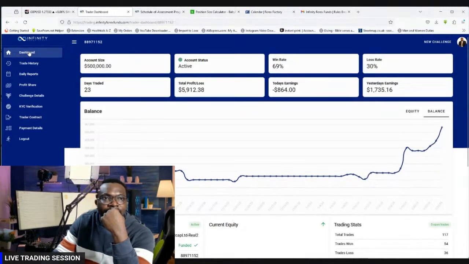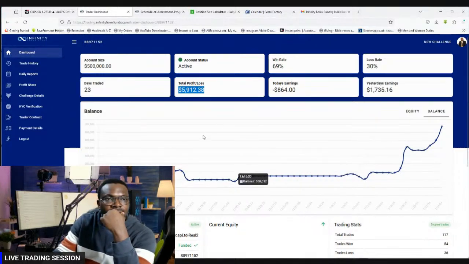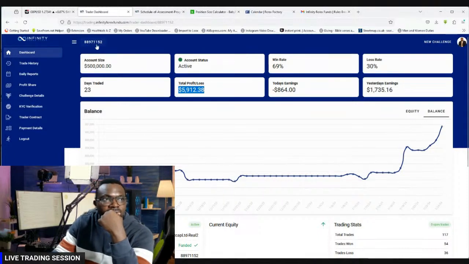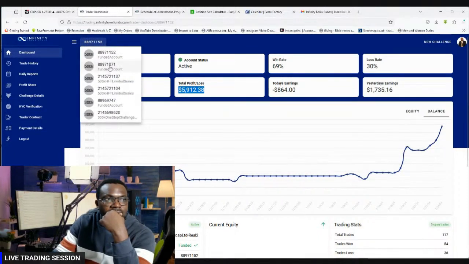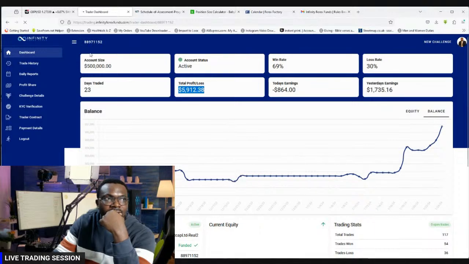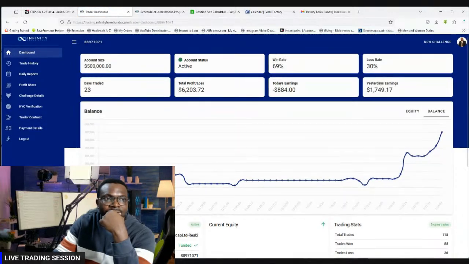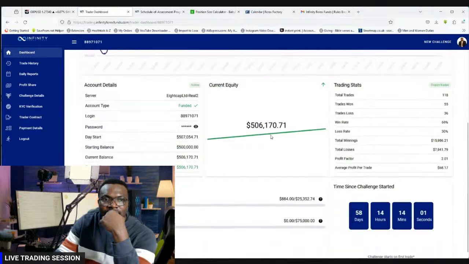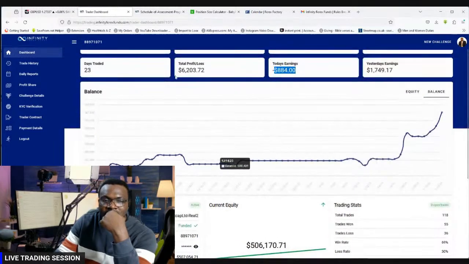Now, yes, our profit has dropped because the trade I took a while ago was a loss. We have that loss there, and that loss there as well. Now we have this one, another loss. So we lost almost $1,000 today on this account. That is because of that movement on GU.